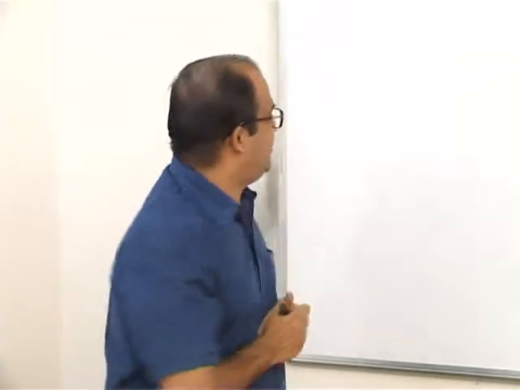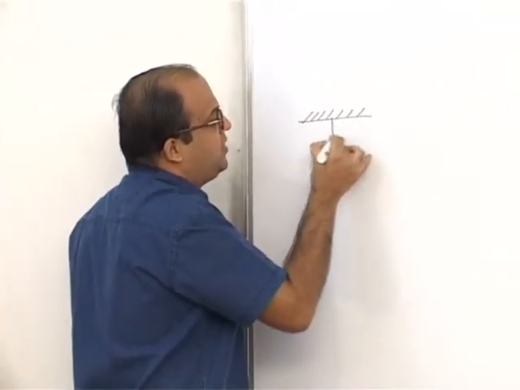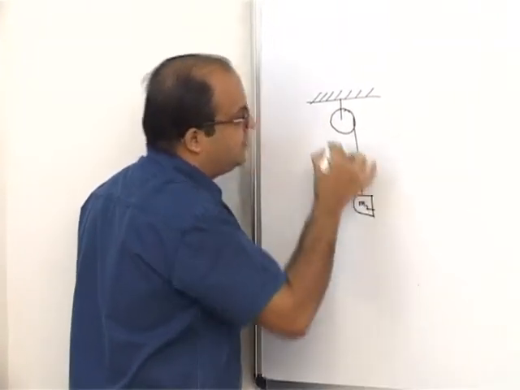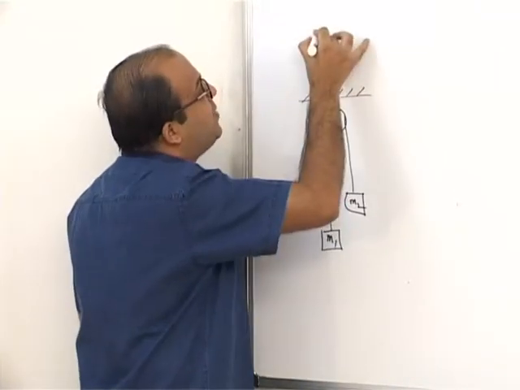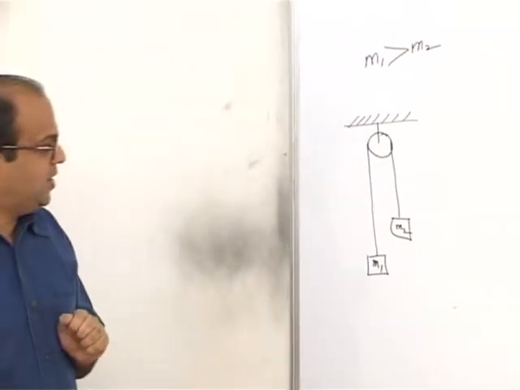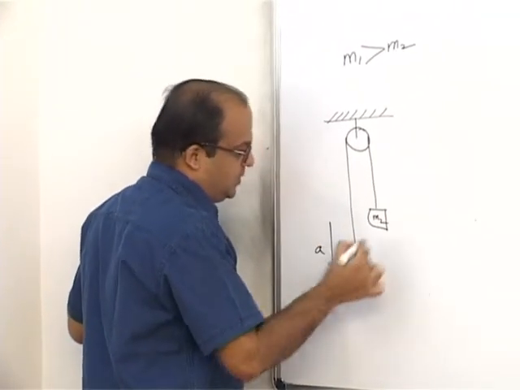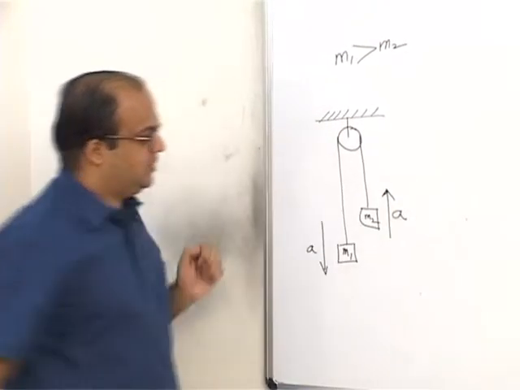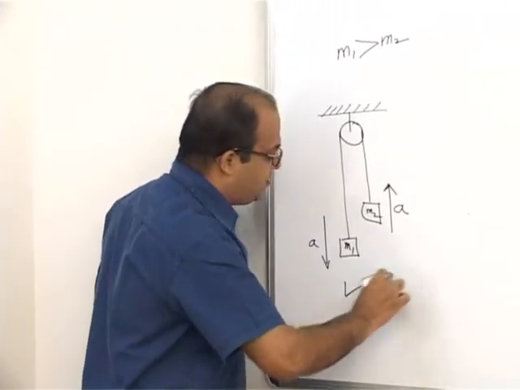What do I mean by this? Suppose you have a system like this. There is a pulley here. Mass M2 is hanging here. M1 is hanging here. And let M1 be greater than M2. So M1 will accelerate downwards. M2 will accelerate upwards. So this is correct as well as consistent. So this will help us in solving the problem.